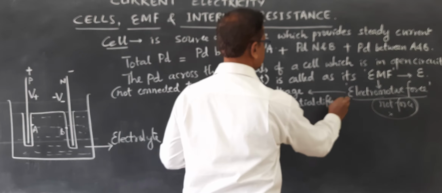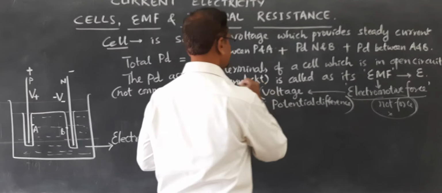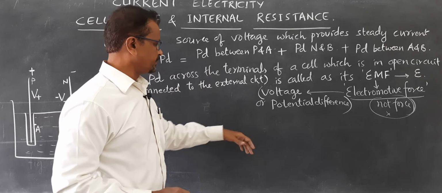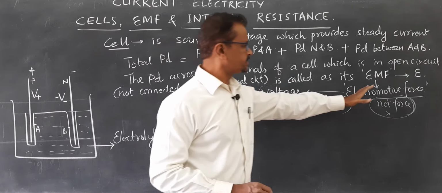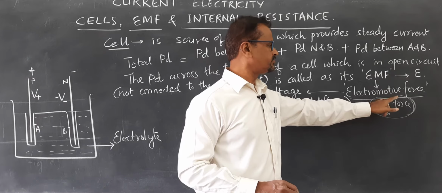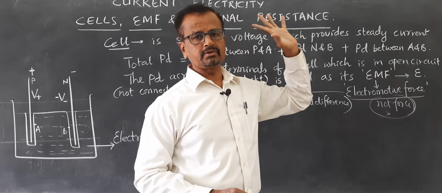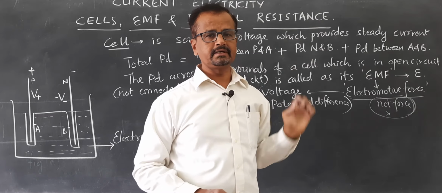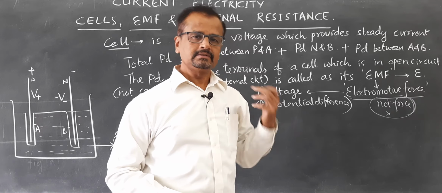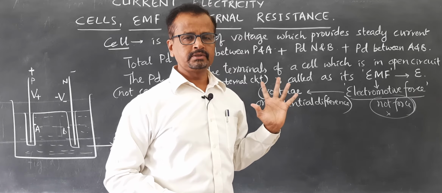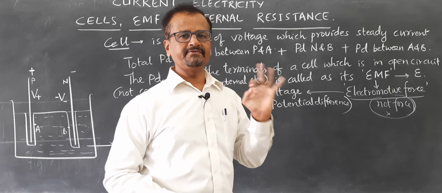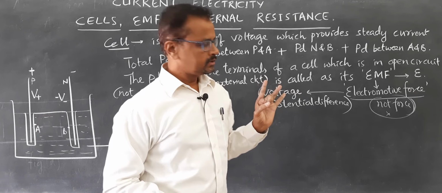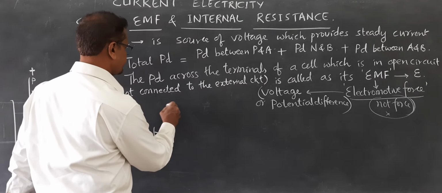Potential difference which is measured in volts. Therefore, it is a wrong abbreviation to name it electromotive force, but since it has been used historically, from the time it was being designed, the same term continues to be used to call it EMF. But remember, it is not force, it is voltage, right?